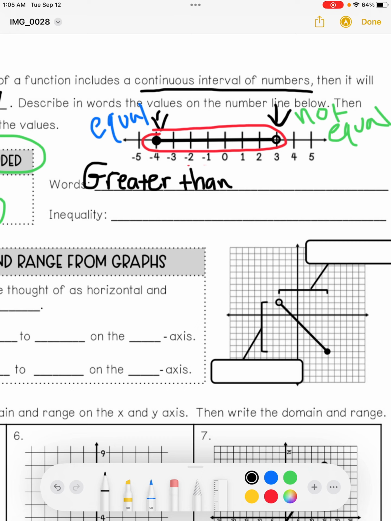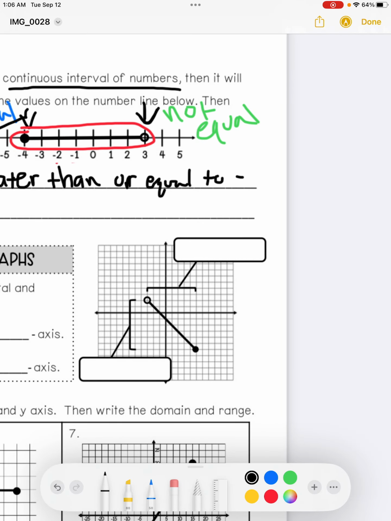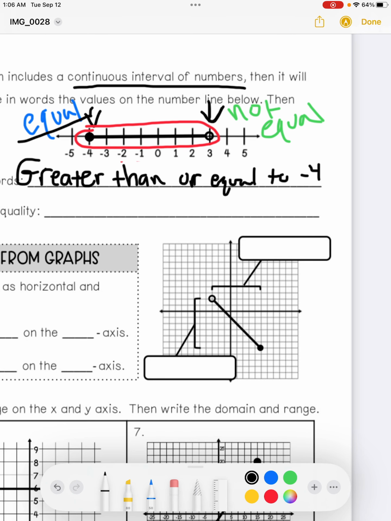Am I only greater than -4, or can I also be equal to -4? If you remember before, we said because the point is filled in, we are equal to. So I'm going to say greater than or equal to -4. And we'll see if I can fit the rest, because there's another rule I have to follow.